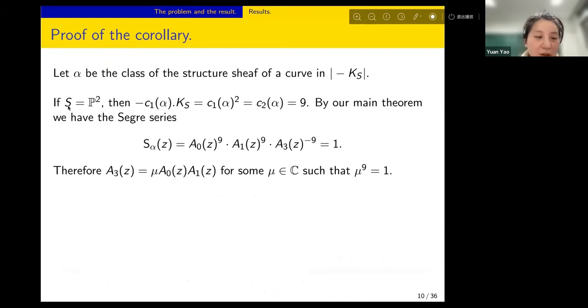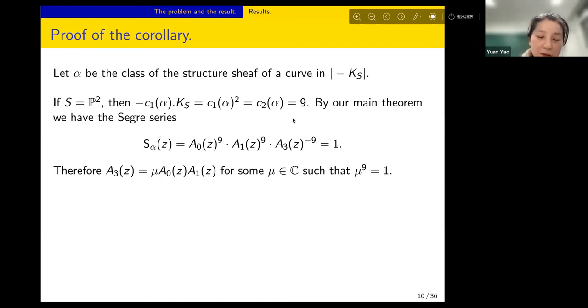So for this special case, we choose S to be P2 and alpha to be the class of the structure sheaf of a curve in this anti-canonical divisor. Okay, so now we can compute it. So we get the Segre series, and the Segre series for this special case is just equal to 1.